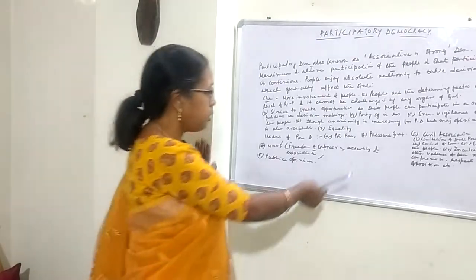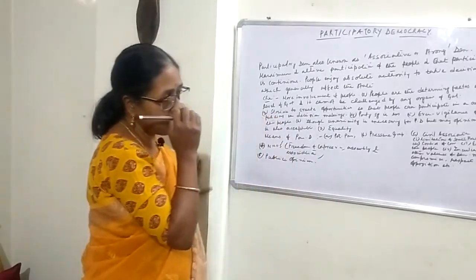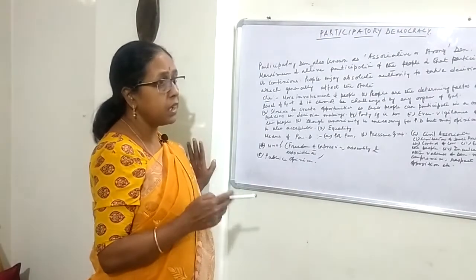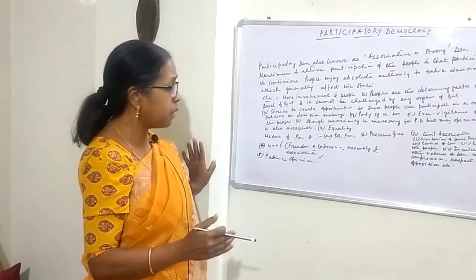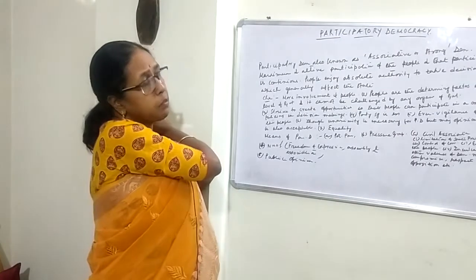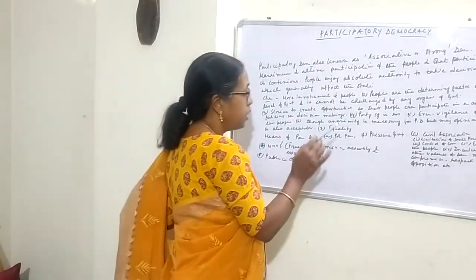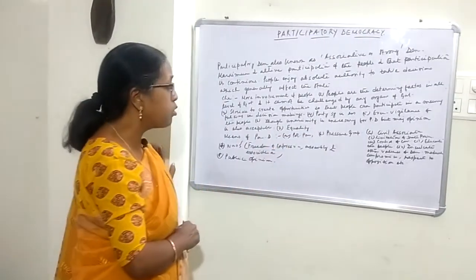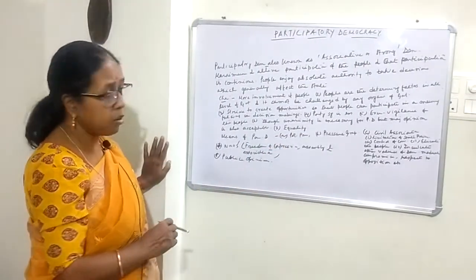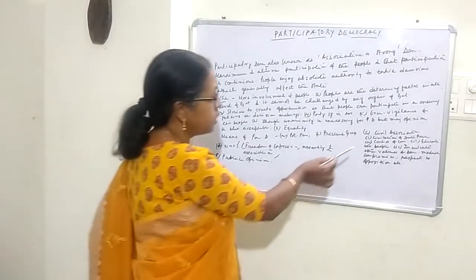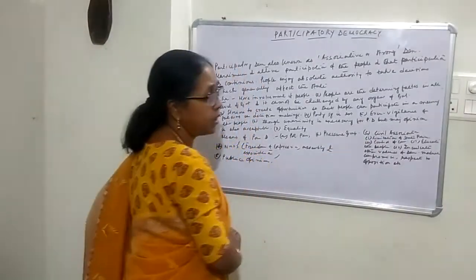The next one is the pressure group. A pressure group is a non-political organization, but they pressurize the government in such a way that the government must give weightage to the decision of the pressure group. So by joining a pressure group, it is also possible for a large number of people to convey their decision to the government. The next one is civil association or civil society.